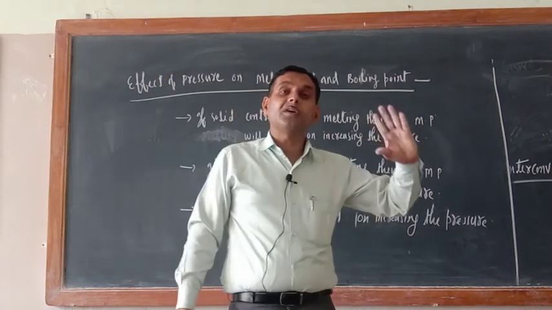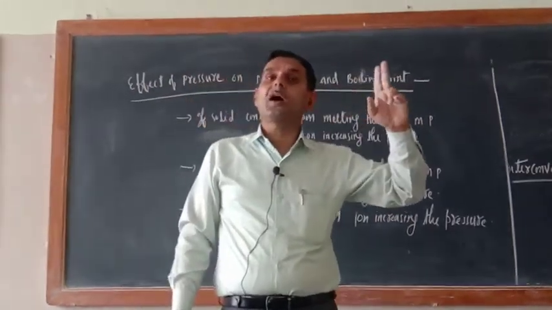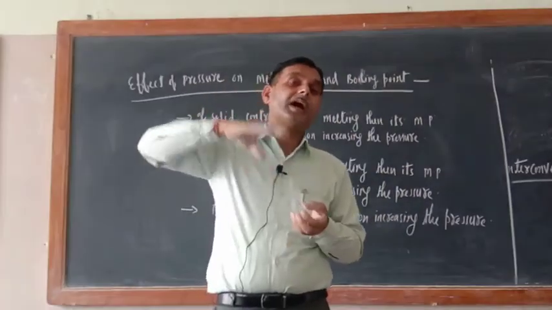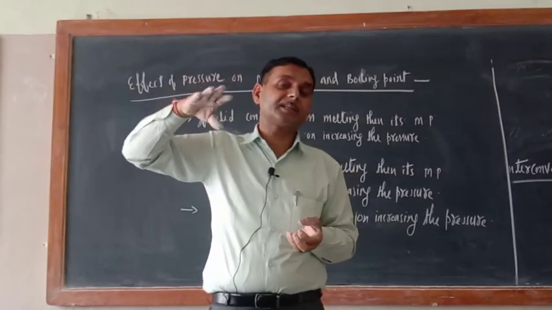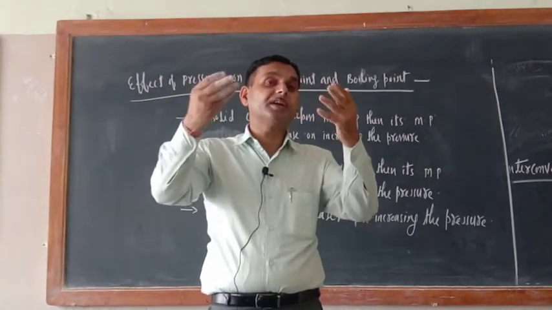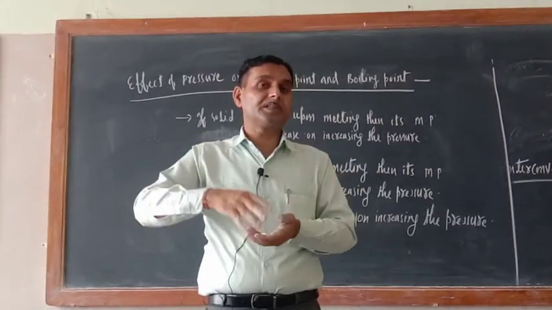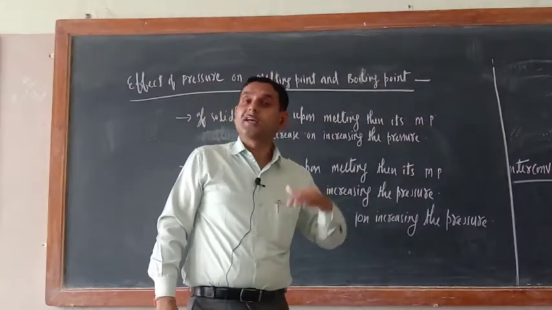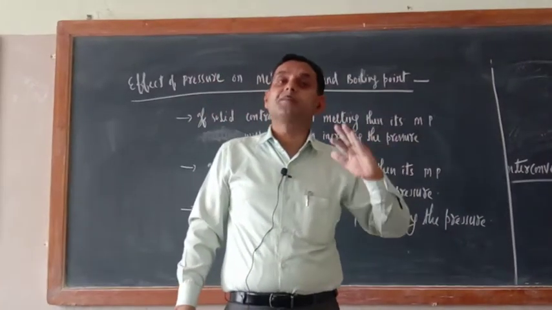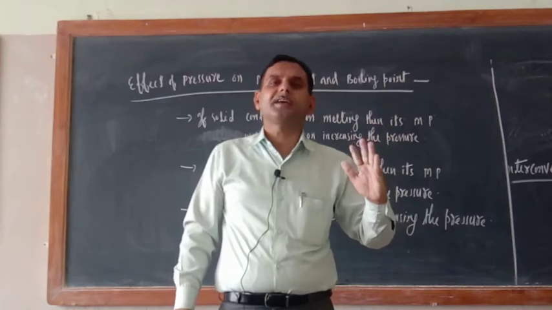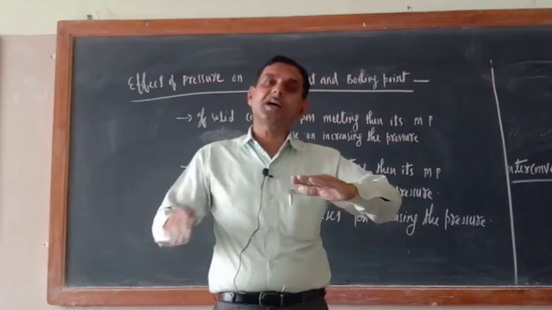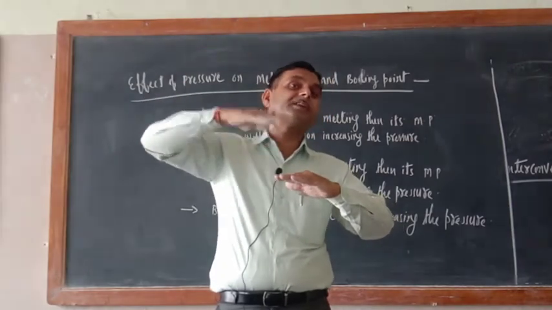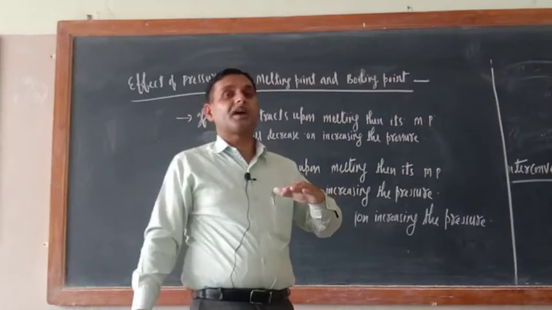Why? Because any liquid can only boil when its vapor pressure becomes equal to the atmospheric pressure. So at the mountain peak, the pressure is less. So very easily that liquid's vapor pressure becomes equal to atmospheric pressure. That is why in high altitude areas food cooks early. Correct or not? Because that liquid will boil early, since its vapor pressure very easily becomes equal to the vapor pressure of the atmosphere.